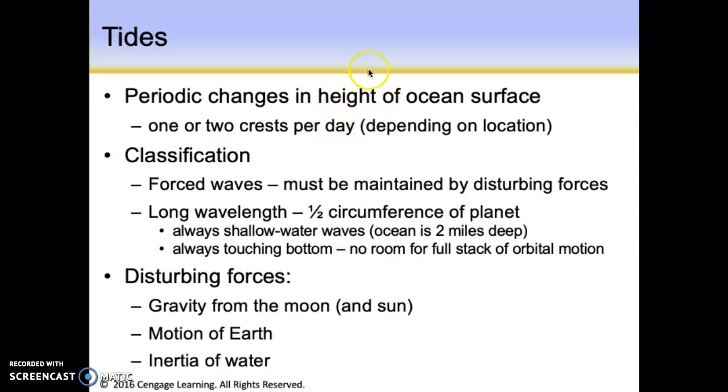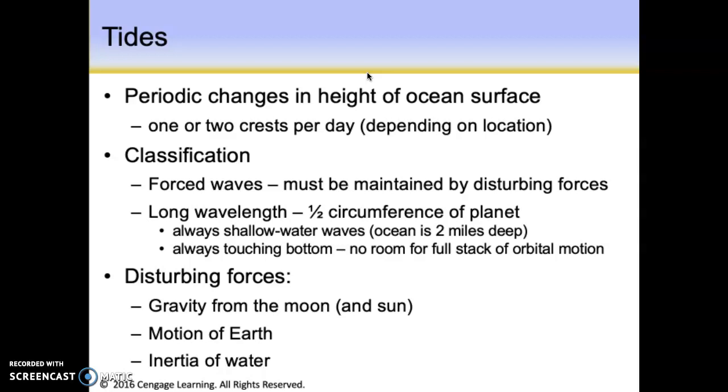The other thing to note about tides is that they have a very long wavelength. The wavelength roughly is half the circumference of the planet, at whatever latitude you're located. So they are always very shallow water waves.